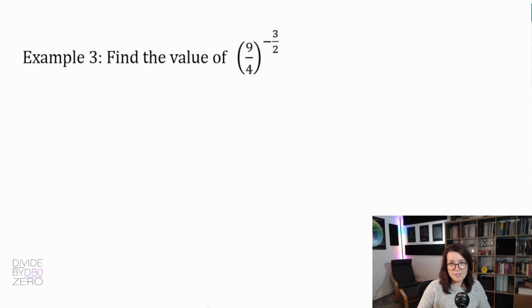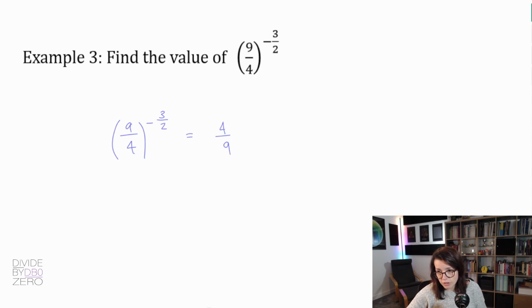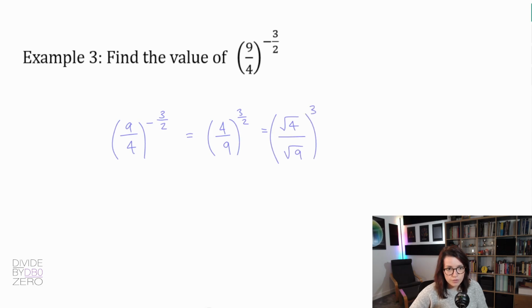Example 3, find the value of 9 over 4 to the power of minus 3 over 2. So we've got another negative power here, meaning we've got to deal with that negative first. For this one, I definitely just flip the fraction upside down first to deal with the negative. So I'd do 4 over 9 to the power of 3 over 2. And then I would deal with that fractional power. So the denominator tells us what kind of root it is, and the numerator tells us what kind of power it is. So for this one, I would do the square root of 4 over the square root of 9, and then raise both of those to the power of 3.